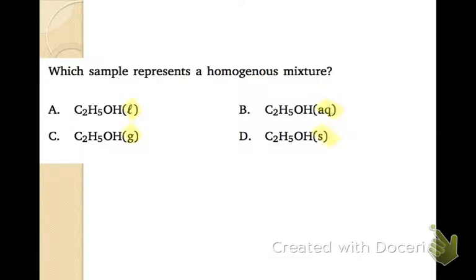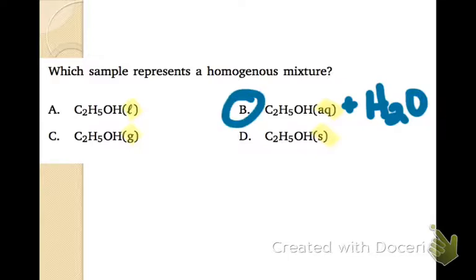Liquids, gases, and solids are just going to be the same composition, whereas with aqueous, we actually add in water to make it an aqueous solution. So really, this is going to be C2H5OH and water combined to make the aqueous solution. That's why B is a homogeneous mixture. The rest are going to be compounds.